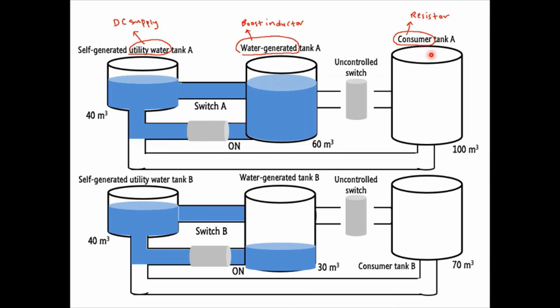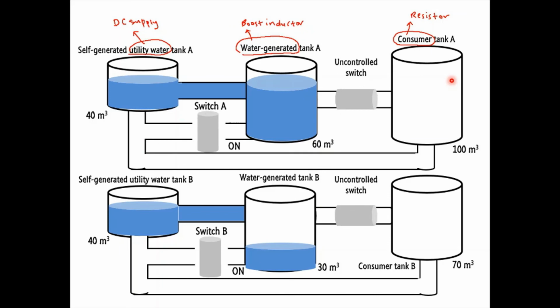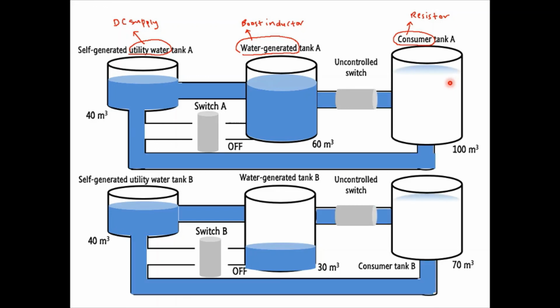Once the water generated tanks completed their function, switch A and B are turned off and automatically the uncontrollable switches are turned on to connect the consumer tanks to the systems. At this moment, there is a direct water flow between the utility, water generated, and consumer tanks.